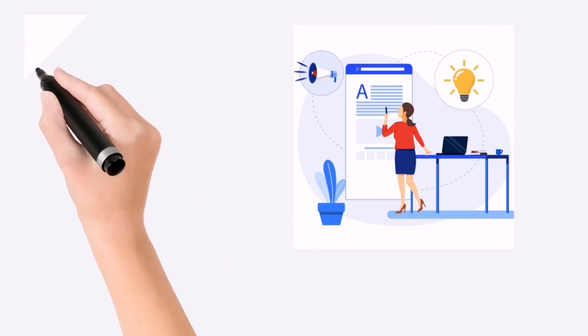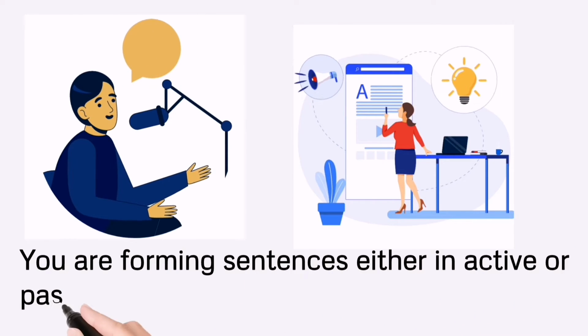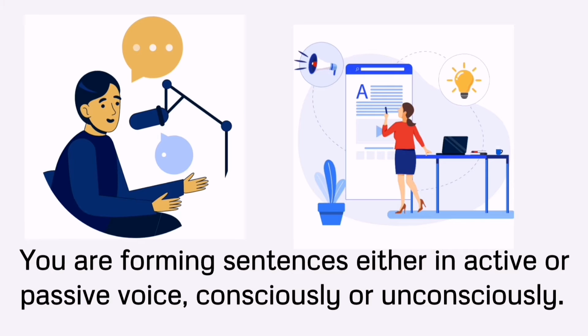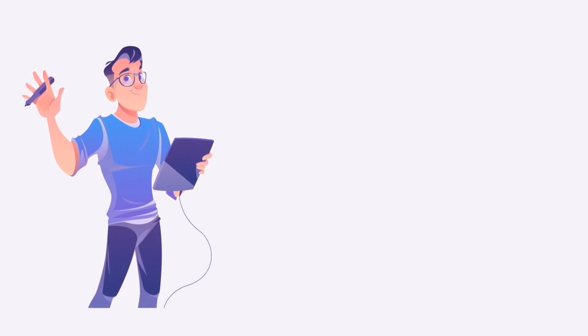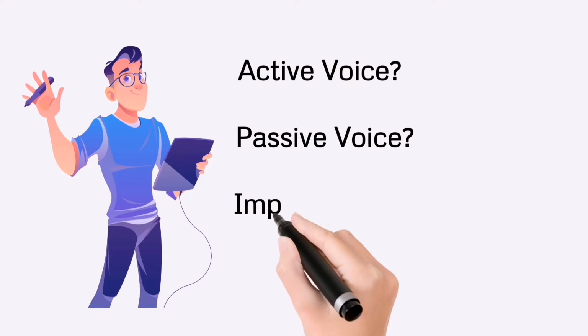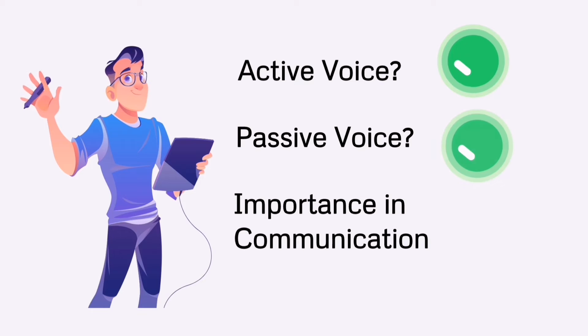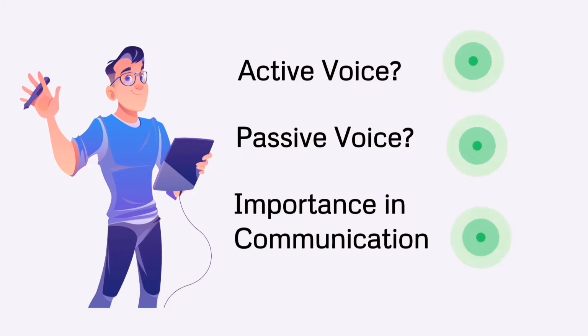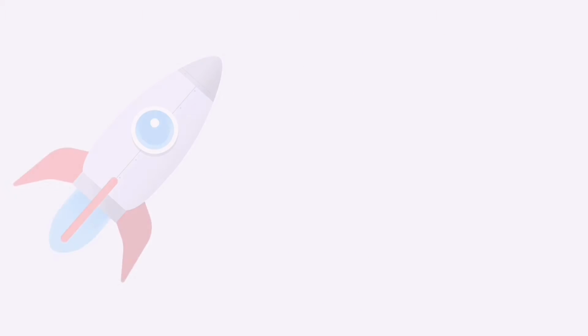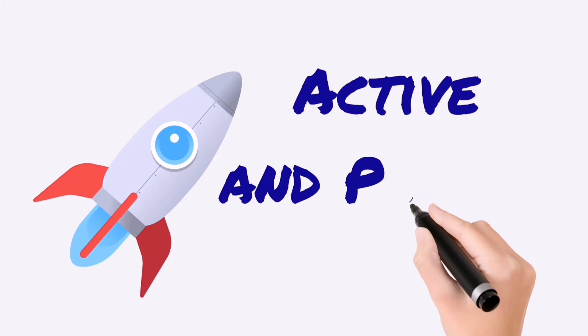And you are writing or speaking, you are forming sentences either in active or passive voice, consciously or unconsciously. You may find yourself asking what active voice or passive voice are, and more importantly, how can you use it in writing or speaking? In this video, you will learn how to determine the difference between active and passive voice. You will also learn the importance of using the active and passive voice in both oral and written communication. Now, let's dive into our major topic, the active and passive voice.